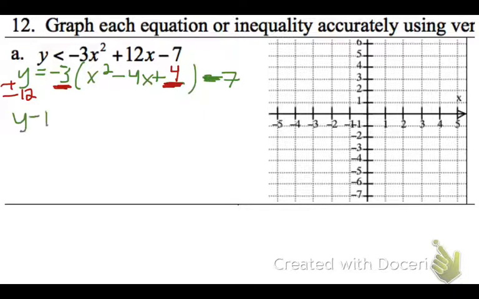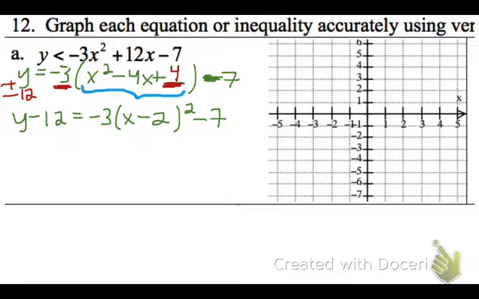So we'd have y minus 12 equals negative 3 times something squared minus 7. And the something would be x minus 2, which is what you get when you factor this piece right here. Cleaning it up a little bit, we get y equals negative 3 times x minus 2 squared. Adding 12 to both sides, that would be a plus 5. So graphing, we'd have 2 comma 5.